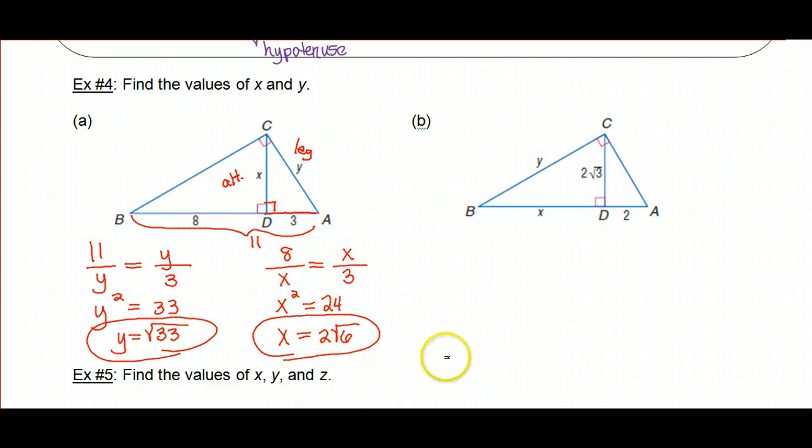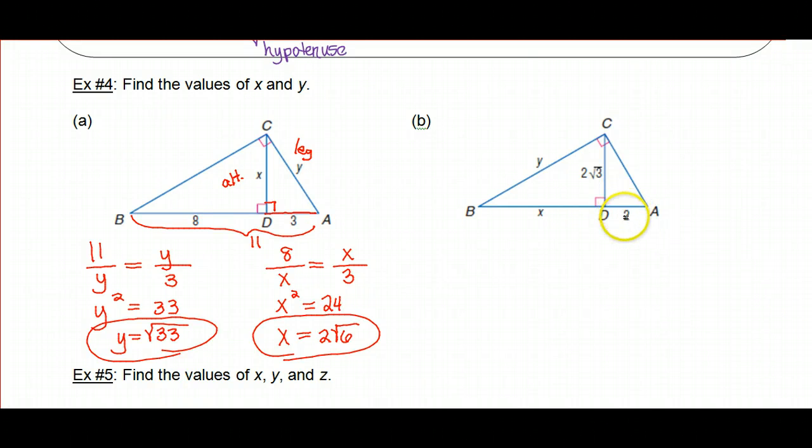But again, I was showing you how to use geometric mean with each part. You could also have found out what y was first. So you have to use geometric mean or proportions to solve for one of them first. You have to. And then you could use geometric mean a second time, or you could do Pythagorean theorem. Let's look at the next one, because this one is a little different.